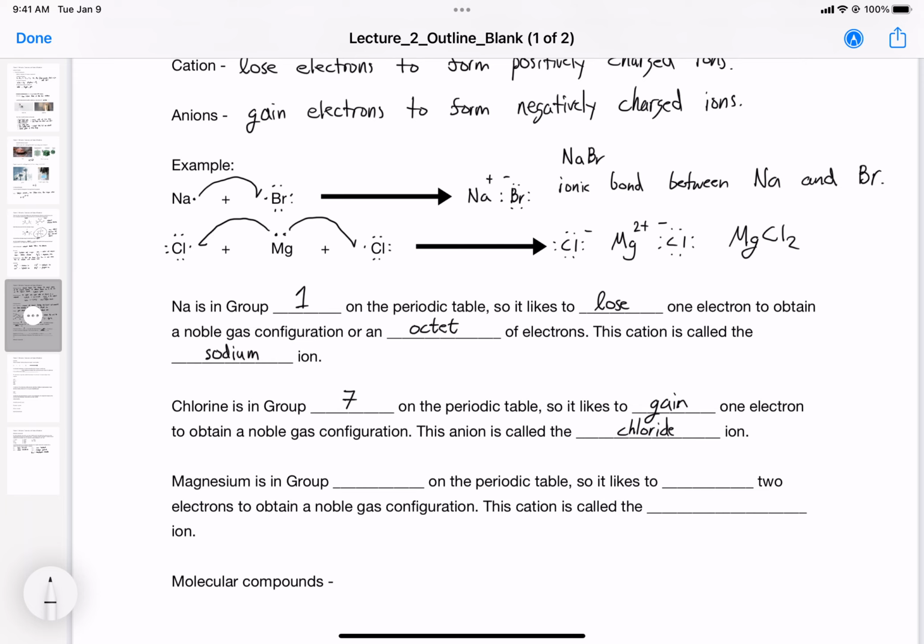It's in group 2 on the periodic table, and like sodium, it's a metal and likes to lose 2 electrons. So we can classify this. Sodium is a metal, so metal here, metal, non-metal, metal. So it loses 2 electrons to gain a noble gas configuration. So this cation is called the magnesium ion.